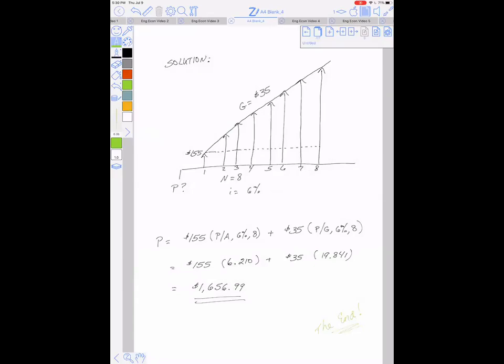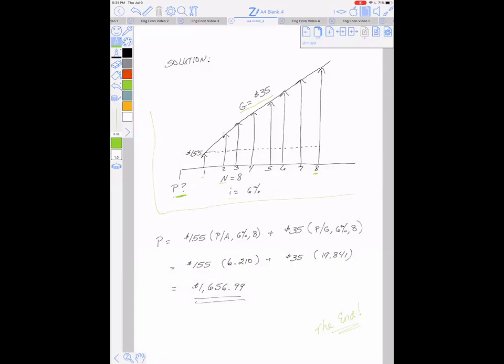Hopefully you did draw a cash flow diagram that looks like this solution right here. We're looking for P, find P. Year one, the first payment is $155, and then it increases by a gradient of $35 each additional year up to year 8. So N equals 8, interest rate is 6%. So that's our cash flow diagram of the problem as it's given.